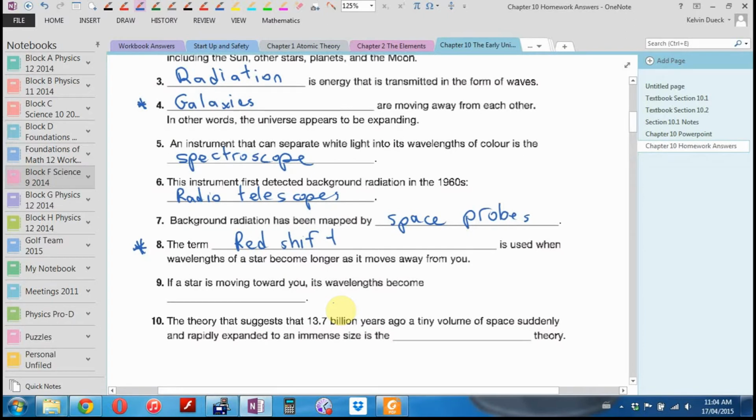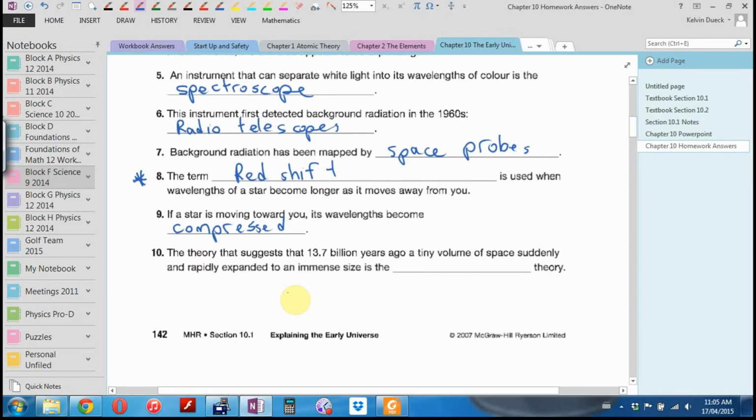By the way, if a star is moving towards you, and there are a few stars that are moving towards us, because things are moving all over the place, their wavelengths become compressed. What's the theory that suggests 13.7 billion years ago, a tiny volume of space suddenly and rapidly expanded to an immense size? Big Bang Theory.